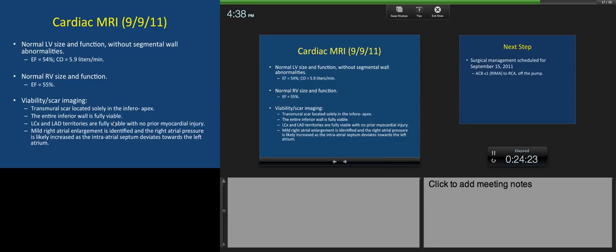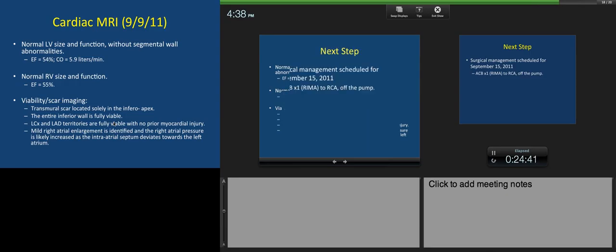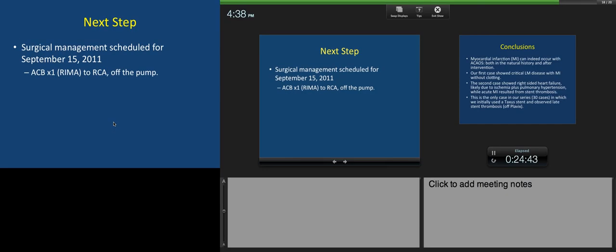And maybe something found by Dr. Chung: mild right atrial enlargement due to an increase in the intra-atrial septum deviation towards the left atrium. So after this, the next step was considered to be the surgical management, which is scheduled for tomorrow.